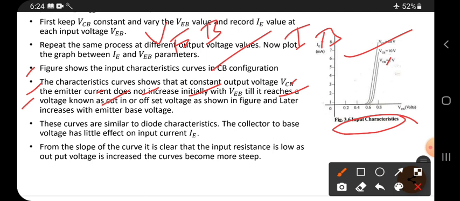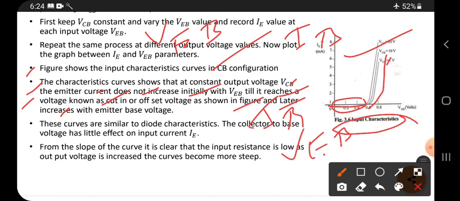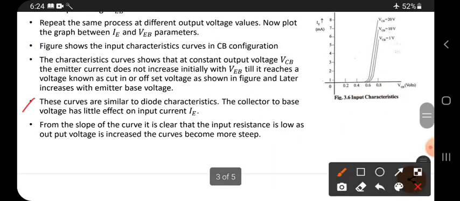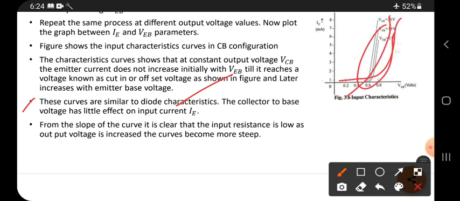Okay, it is shown in the figure. Later it increases with emitter base voltage. So later, when we increase VEB, IE also increases, so that is shown like this. But up to a certain voltage, IE cannot change, it shows 0 values only. After reaching a particular value, that is called cut-in or offset voltage, only then the current starts. The curves are similar to diode characteristics. So in the diode also we get the same line like this.